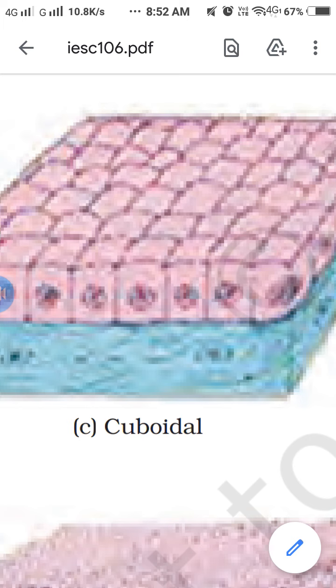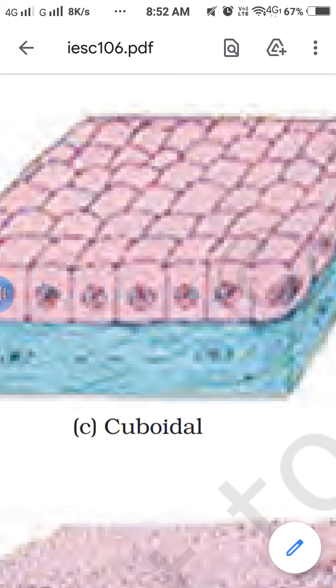And then after that is the glandular epithelium. Glandular epithelium is a portion of the epithelial tissue that folds inward and forms multicellular glands, and is secretory in nature. So these are the types of epithelial tissues.